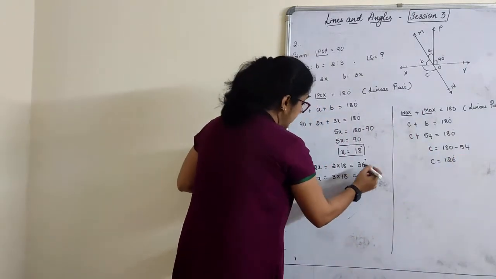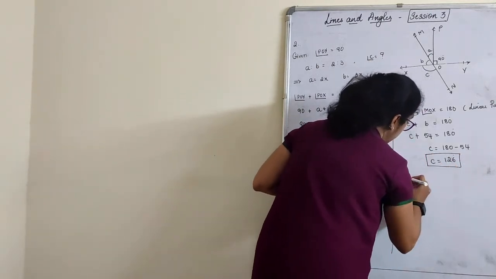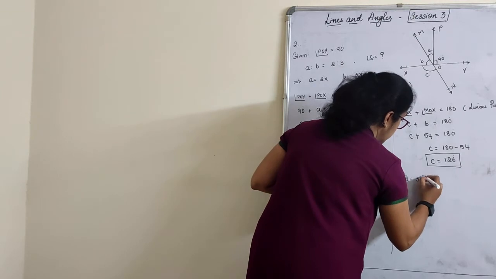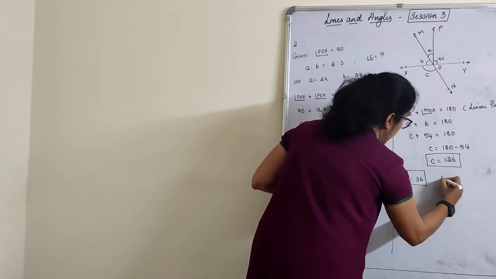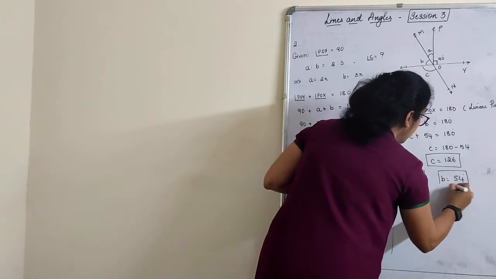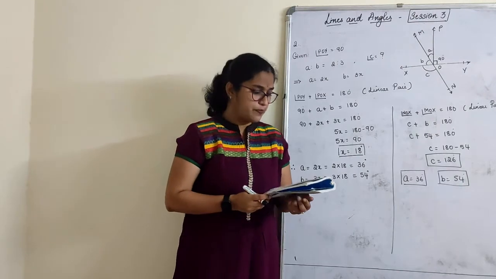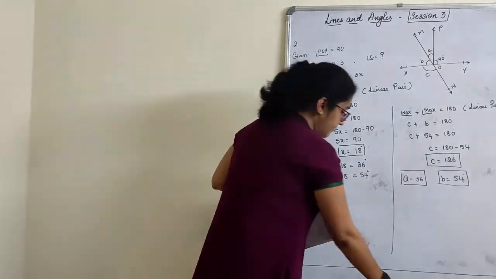So this is angle A. Once again, if you want, we will write it. So angle A is 36 degree. Angle B is 54 degree. And angle C is 126 degree. Very simple, sir. Okay. Quickly we'll begin with the next one.